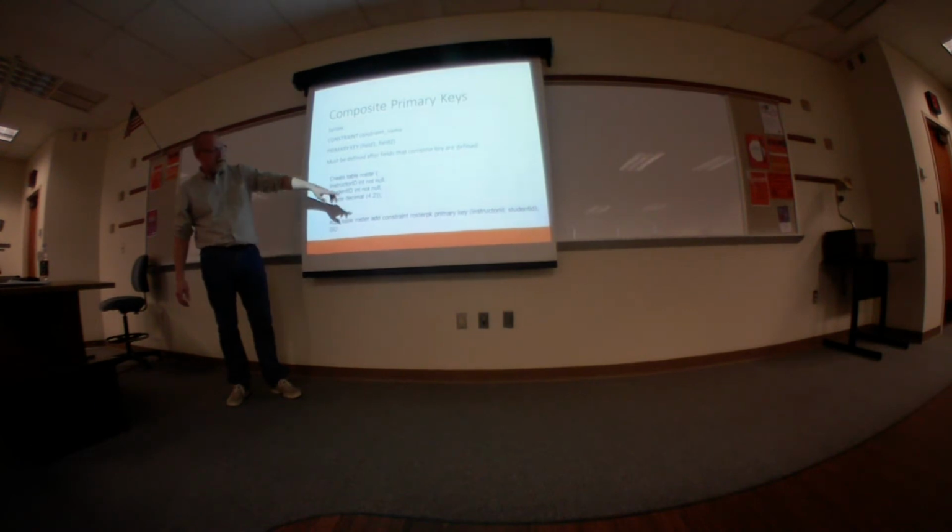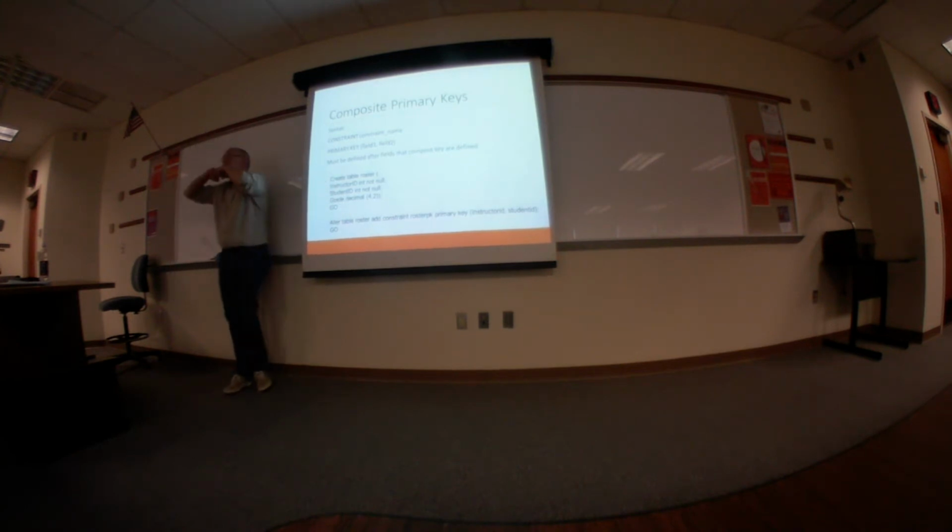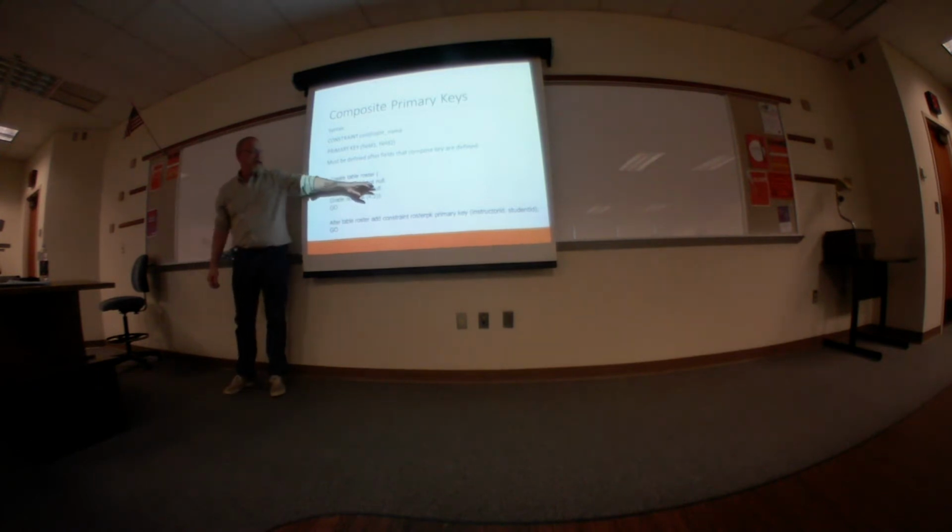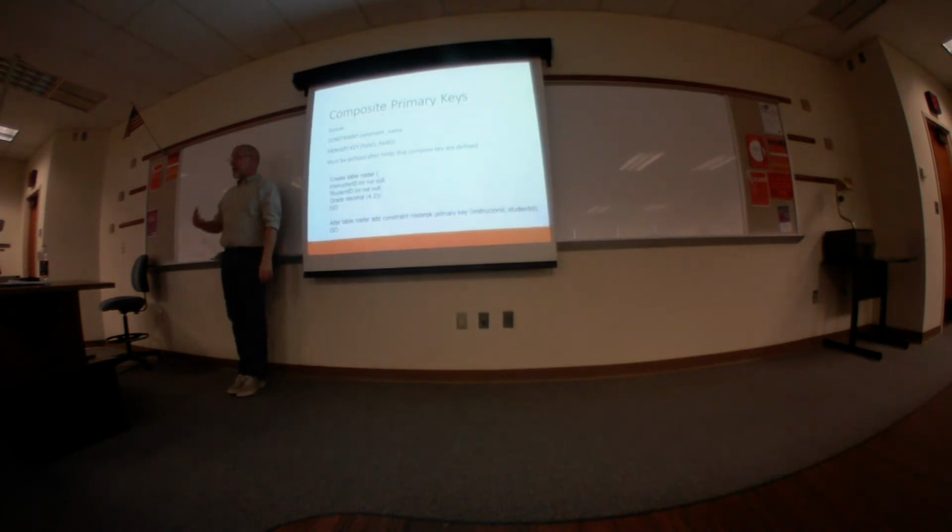Alter table roster, add constraint, roster PK. I made up that name. Primary key, instructor ID, comma, student ID. Because I cannot say instructor ID int primary key, student ID int primary key. What I've been railing against is that on day one they keep telling you it's one primary key, one primary key, one primary key. If I go blah, primary key, it's like, what, you think there's two primary keys? And it won't do it. You have to go ahead and do it like this.